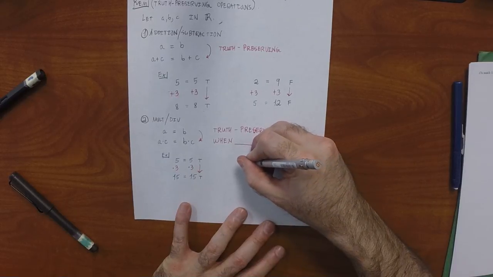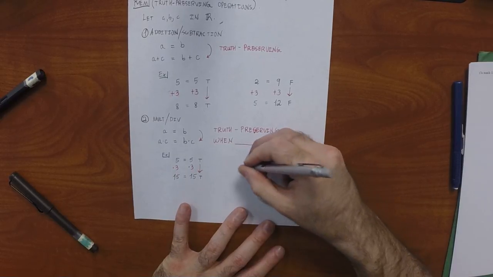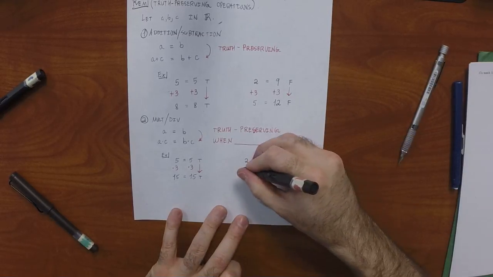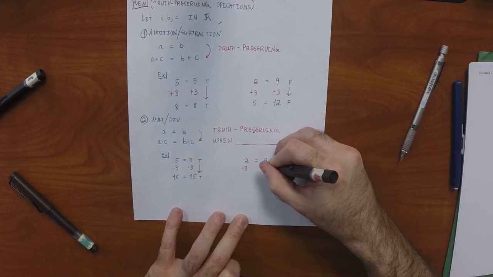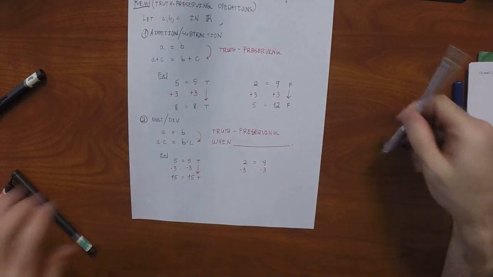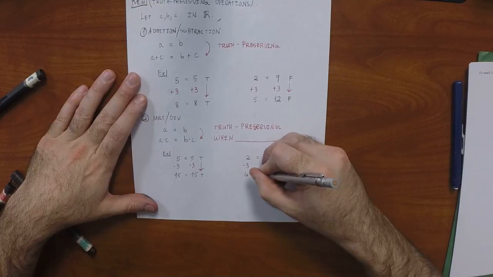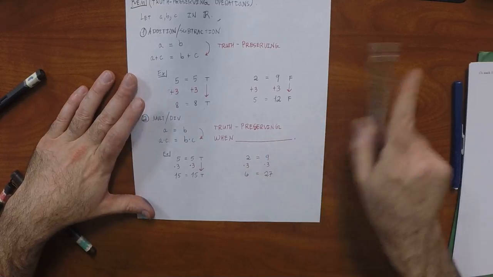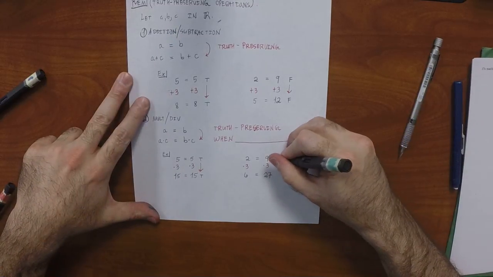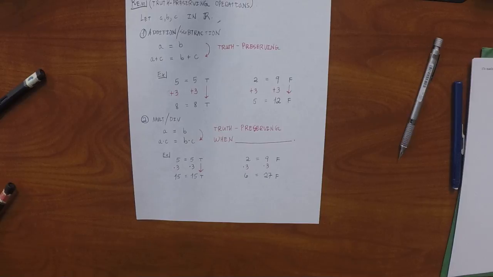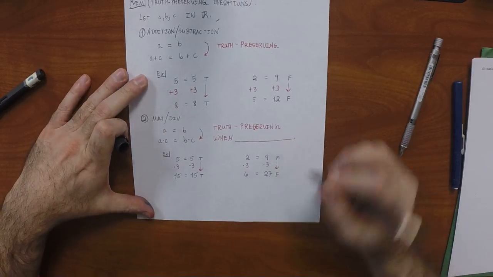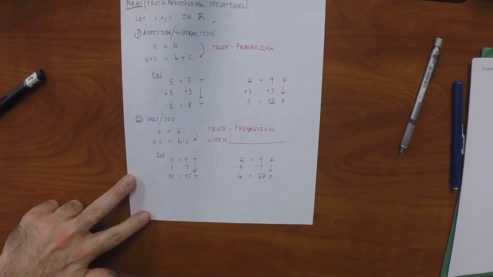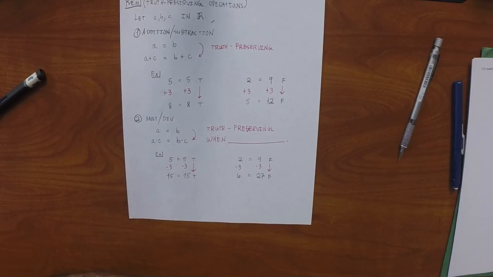Does multiplying by 3 preserve the truth if the logical value is false? So there's an equation whose logical value is false. Multiply by 3, so that'd be 6 equal 27. So this one was false, that one is false. So multiplying by 3 preserved false. That's good. However, there is a way for us to break it. There is a way for us to do something that modifies the truth. What is that?